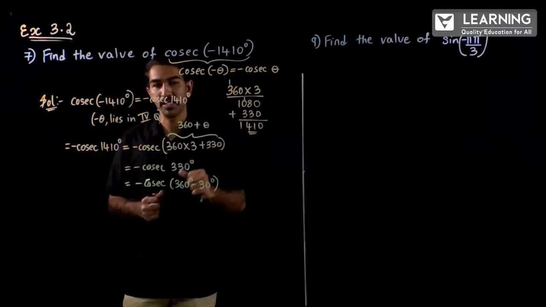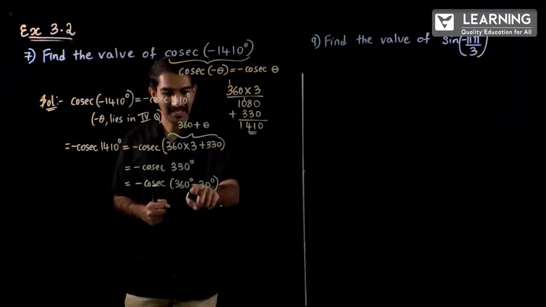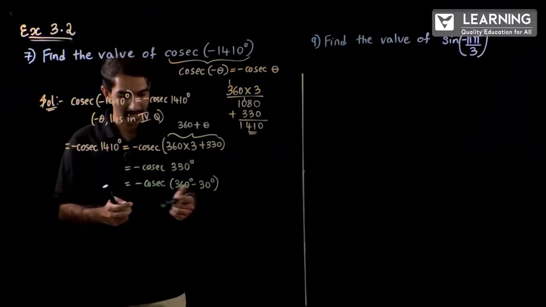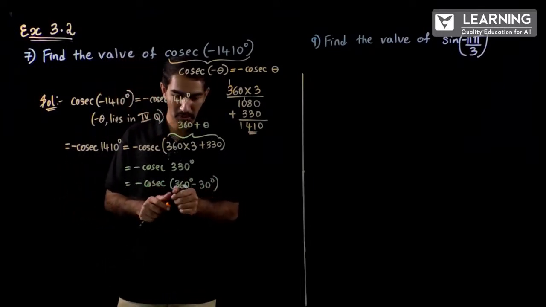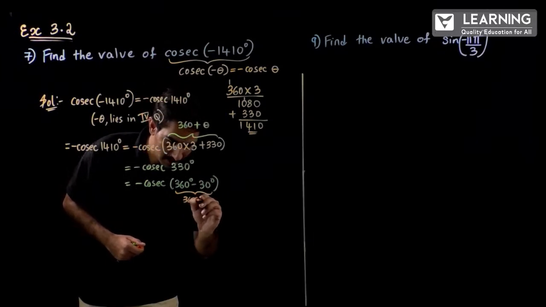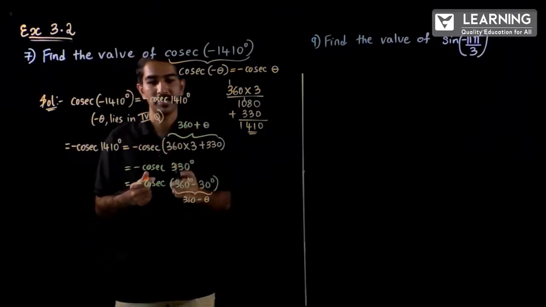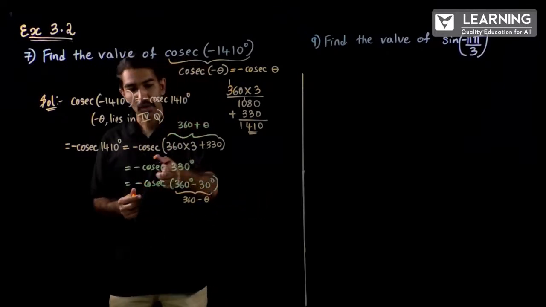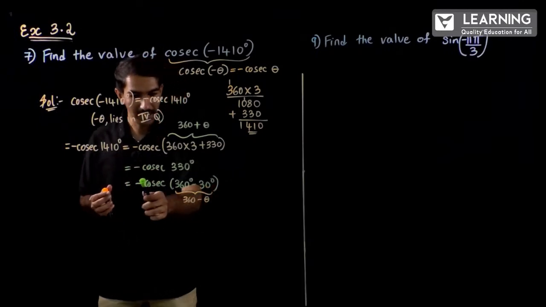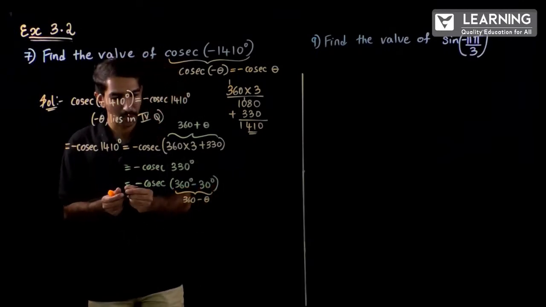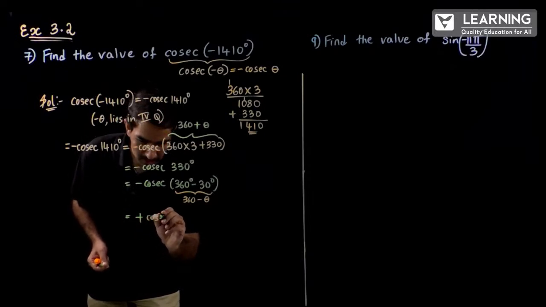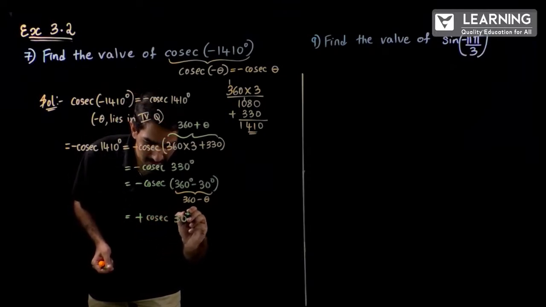360 minus theta lies in which quadrant? The fourth quadrant again. Correct? So here you can write again, this is in the form of 360 minus theta. 360 minus theta lies in the fourth quadrant. What is cosecant in the fourth quadrant? Negative. Correct. So negative into negative, which is already existing here, it will become positive. So this will become plus cosecant 30 degrees.